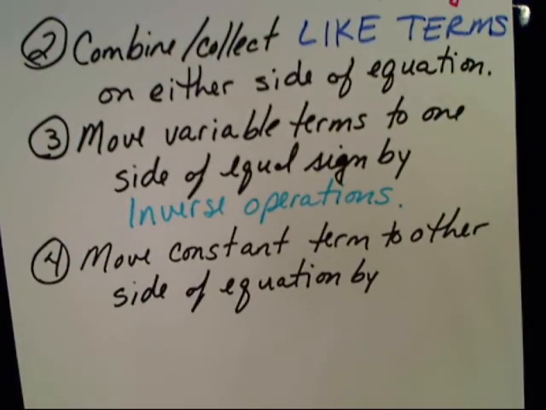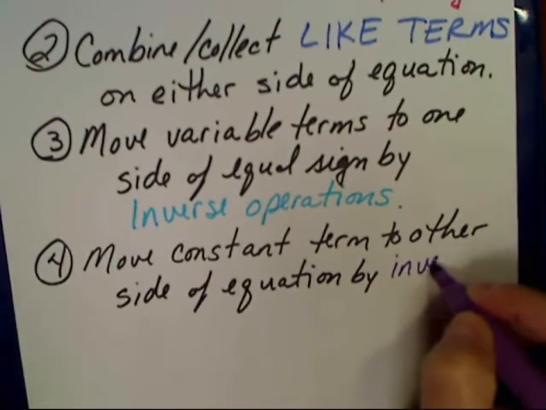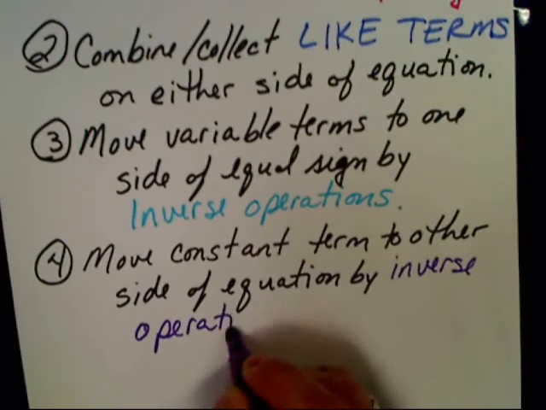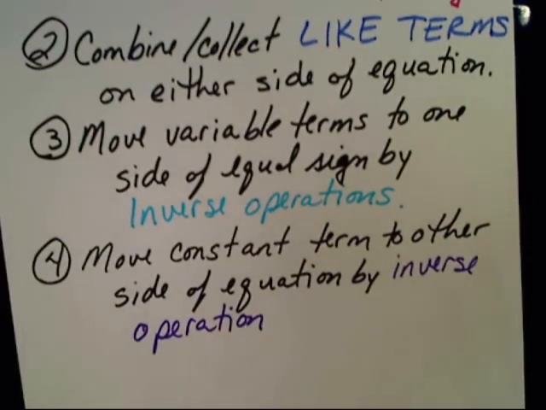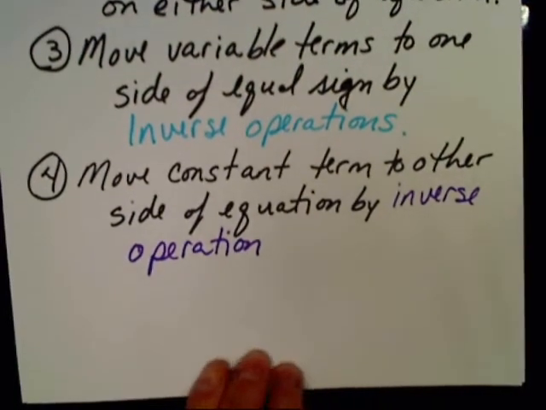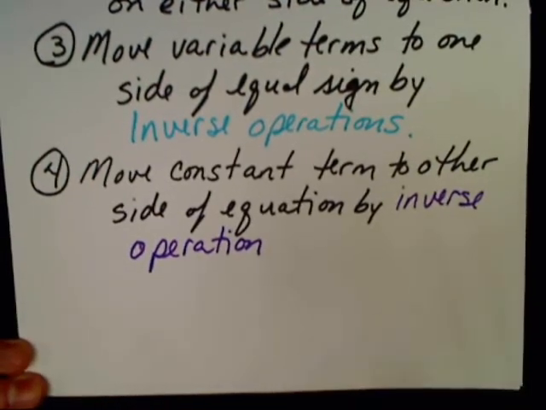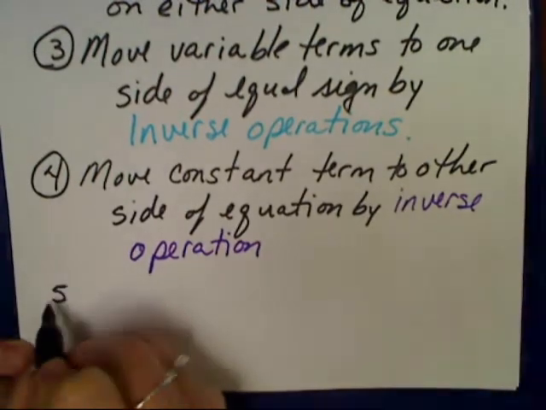And once again, that's inverse operations. We always did that in that purple color. And once again, since we're moving a term, we're adding or subtracting. And then your last step is to get the variable by itself. That last step would have maybe a number in front of the variable. And remember, that means multiplication.